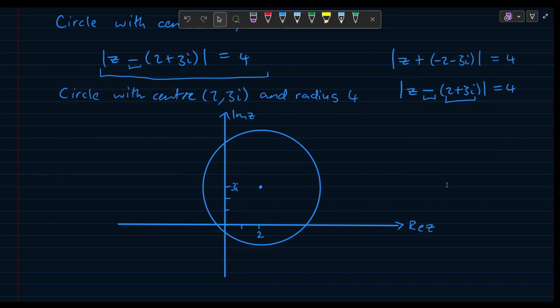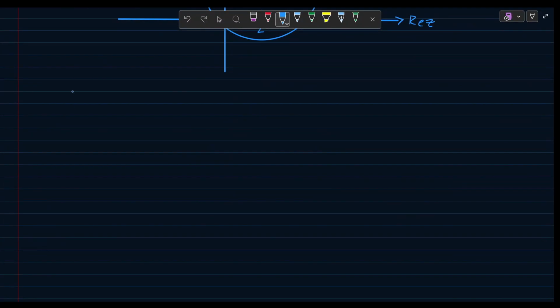Now the next scenario that we can get is an inequality of the form the modulus of z minus a is less than k. Alternatively, it may be given as the modulus of z minus a is less than or equal to k, where a is a complex number. So we already know that this is a circle with center a and radius k.